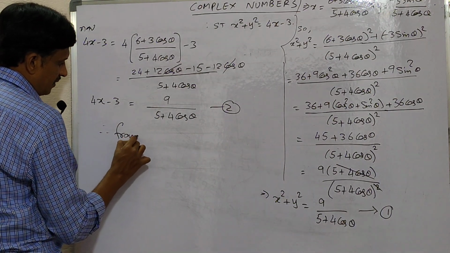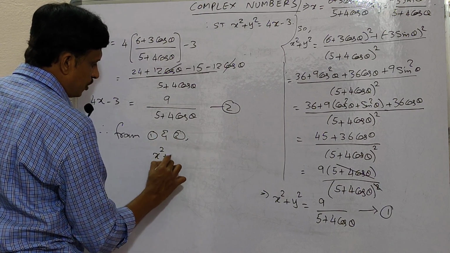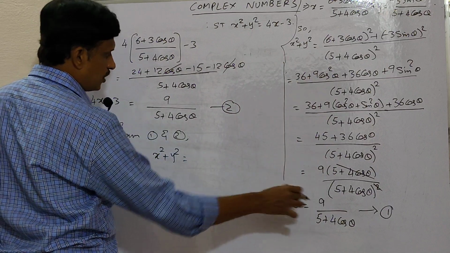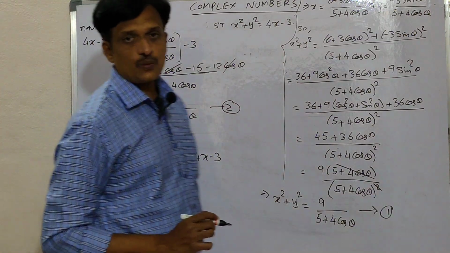Therefore, from equations 1 and 2, we can say that the value of x square plus y square is equal to the value of 4x minus 3. Hence, those two are equal.